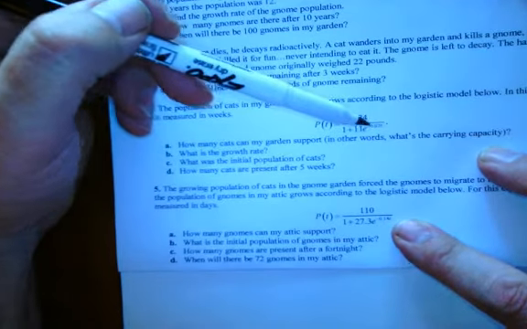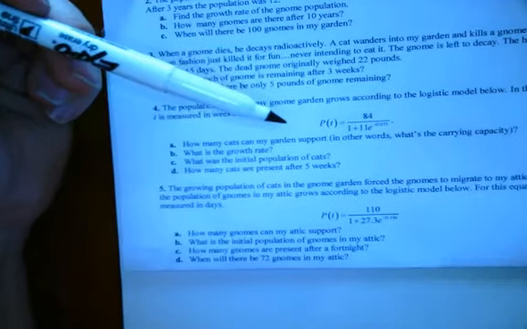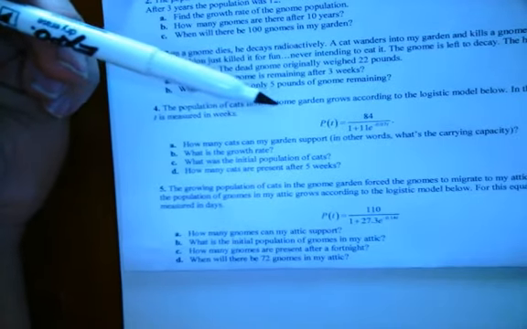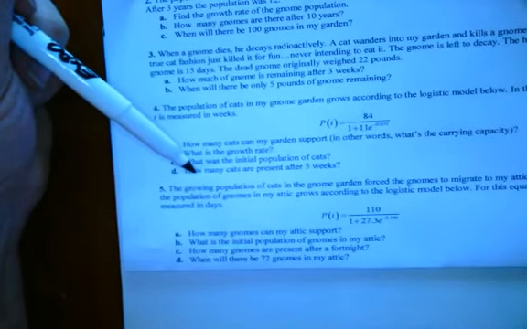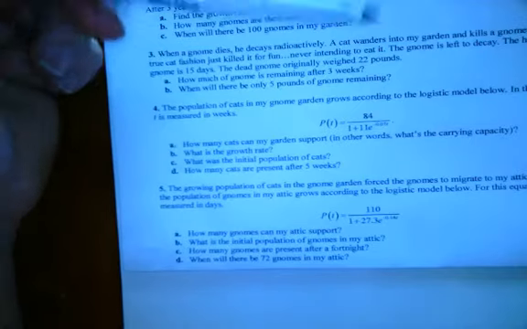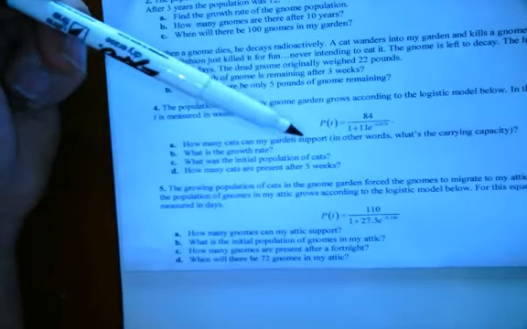Okay, B, what's the growth rate? Well, I see a growth rate here of 0.07. And you say, but that's a negative in front of that. Isn't that decay? Well, not really. Not with logistics. And I don't really want to get into that here.